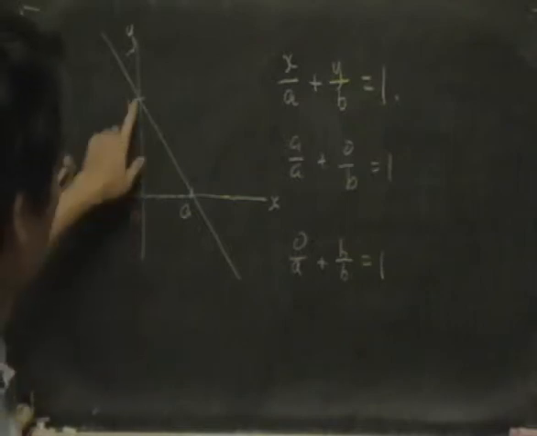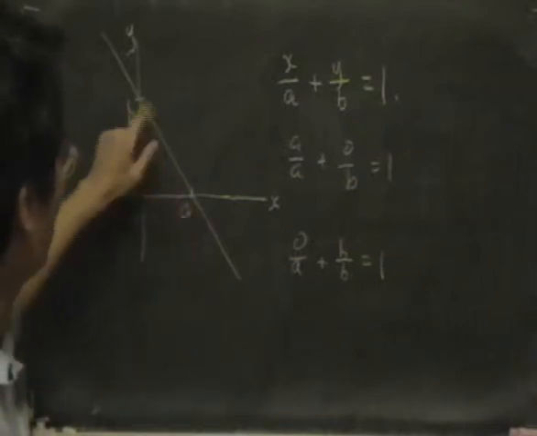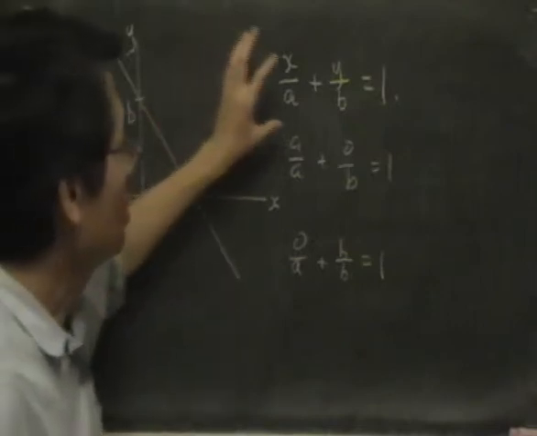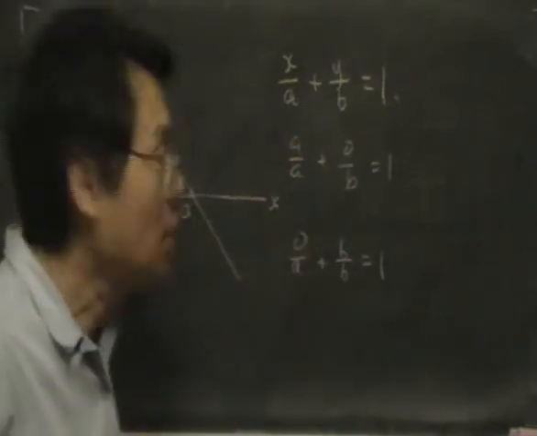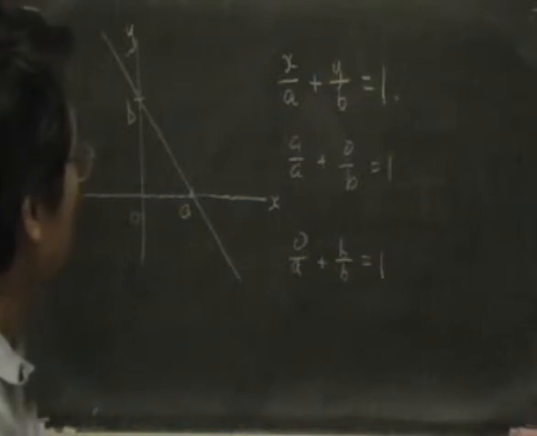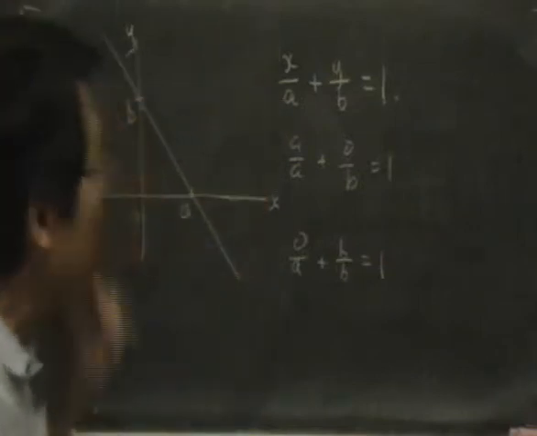So if you know those two intercepts, the x and the y intercepts, you can immediately write down the equation without having to use those formulas just now. So that is a useful formula to know.